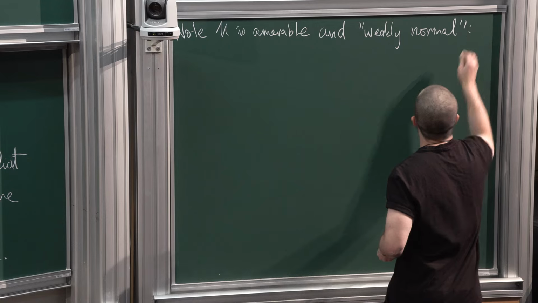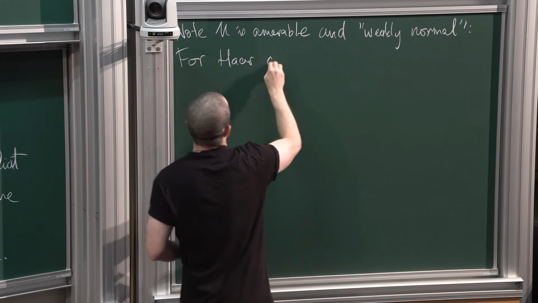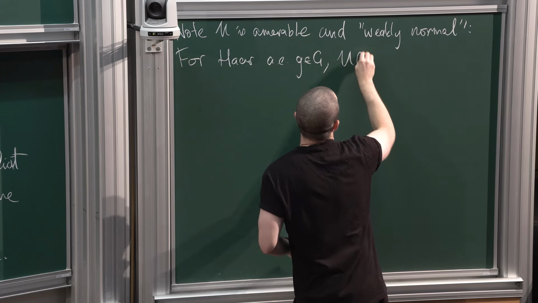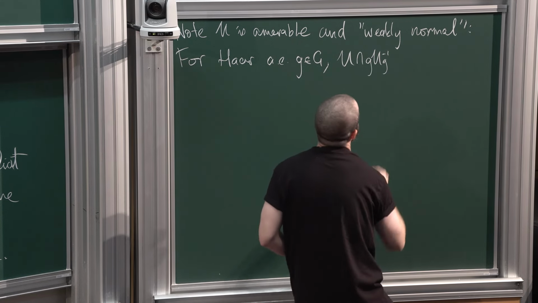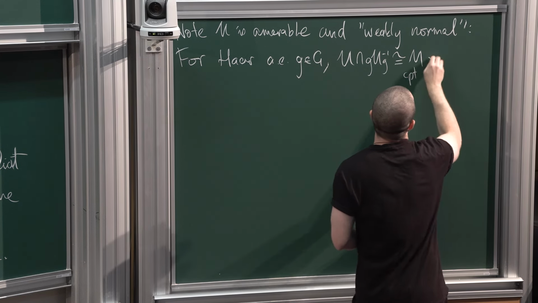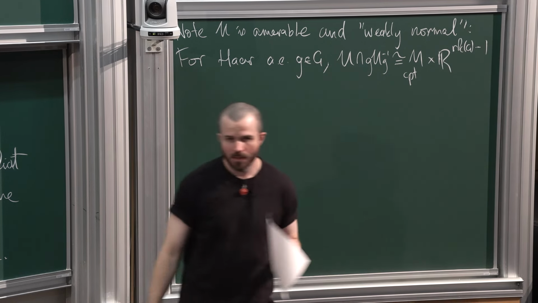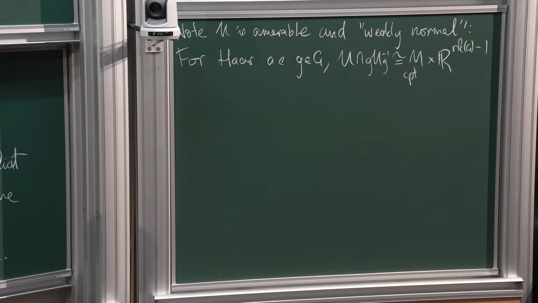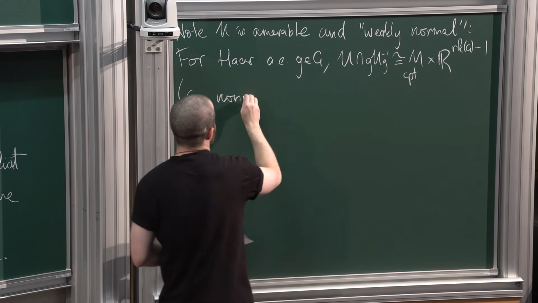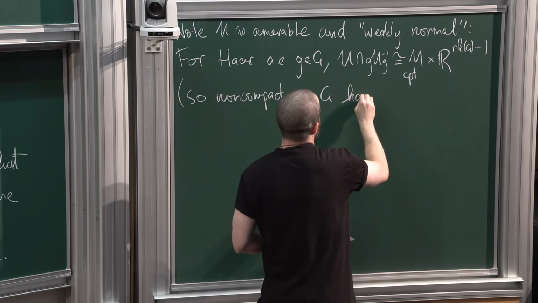So what do I mean? What this means is that for Haar almost every g in G, this intersection of U with any of its conjugates turns out to be isomorphic to some compact group times R to the rank of G minus 1. Okay? So in particular, the intersection is non-compact if and only if G has higher rank.